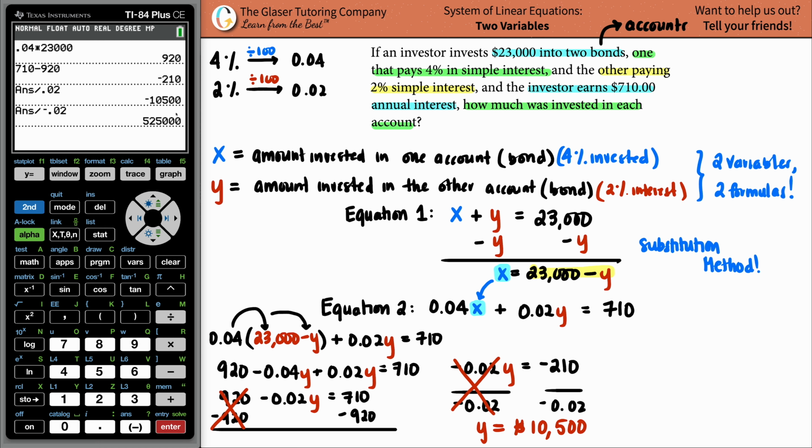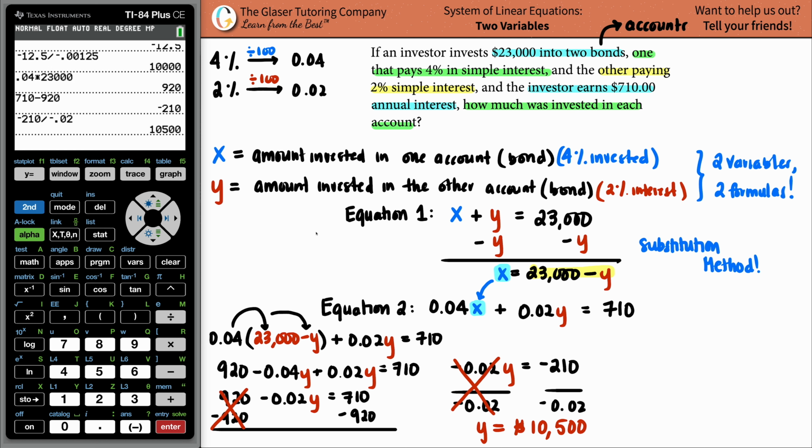Ooh, hold on. You're getting a little crazy here. Let's just do this from the beginning. So this, just to have it on the Calci, this divided by negative 0.02. There you go. Okay. So we got our y value. We know that there's $10,500 in the account that has the 2% interest.